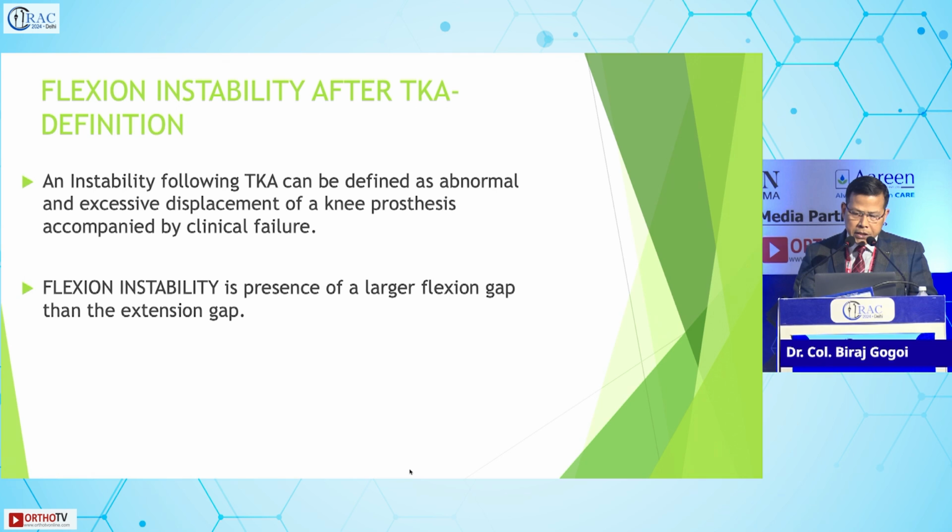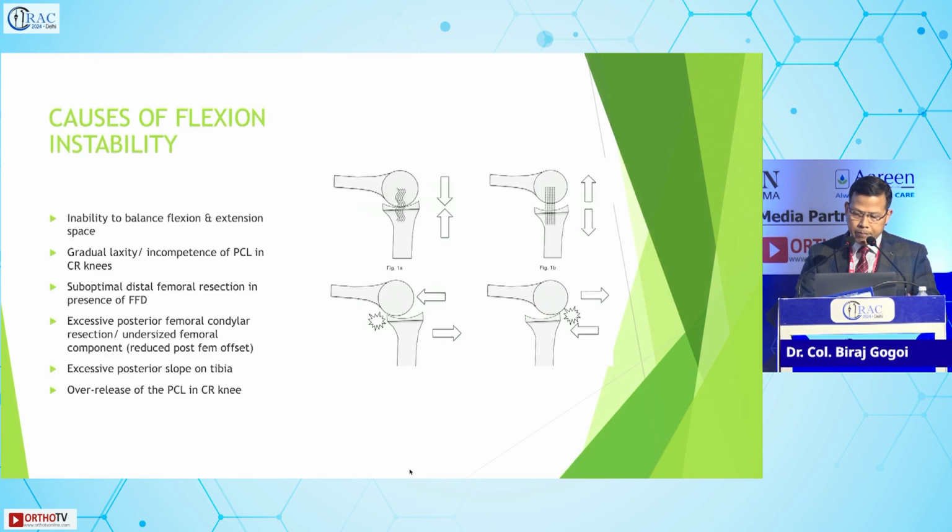So flexion instability is instability following TKA, which can be defined as abnormal and excessive displacement of a knee prosthesis accompanied by clinical failure. And flexion instability per se is presence of a larger flexion gap than the extension gap. Coming to the causes, one of the common causes is inability to balance the flexion and extension spaces during the surgery and leaving the flexion space bigger than the extension.